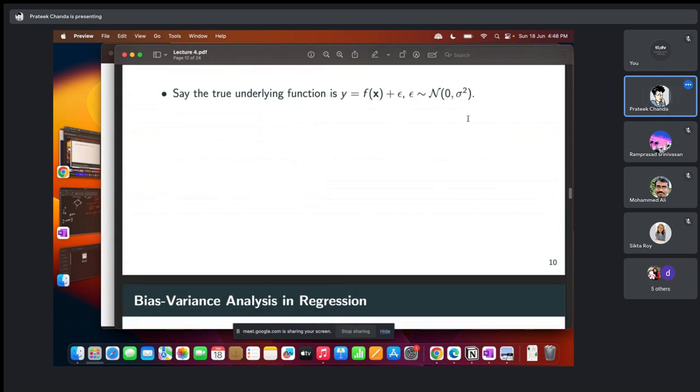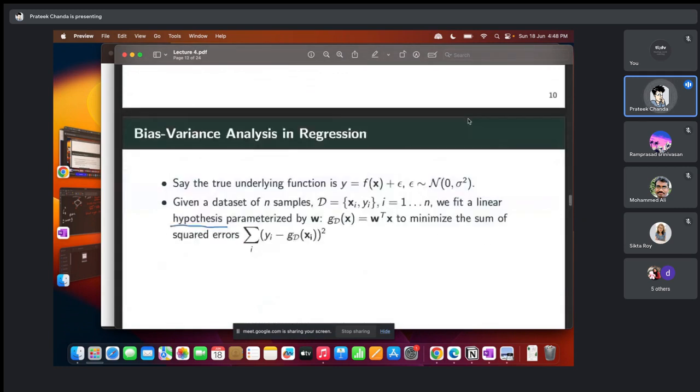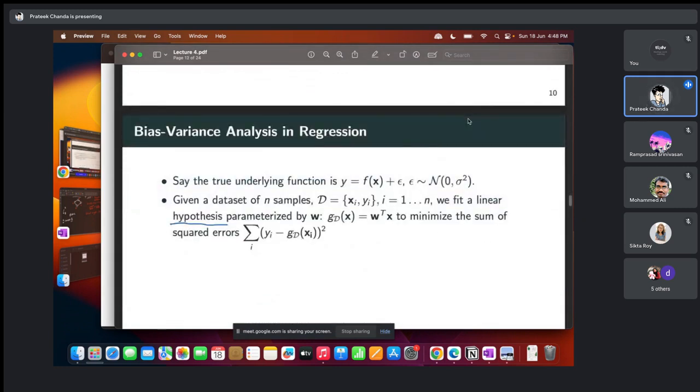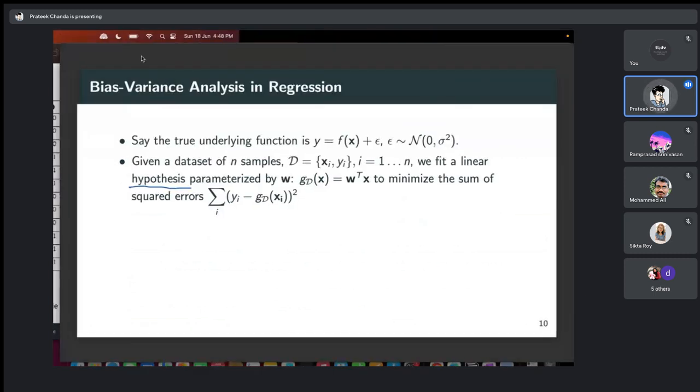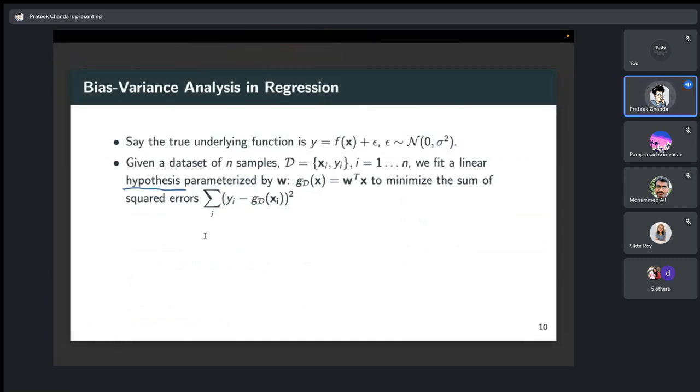Say the true underlying function, so let's say I have a data set of n samples, D equal to (xi, yi), where i ranges from 1 to n, and we fit a linear hypothesis. So a linear line, which is parameterized by w, is similar to the linear regression setting, because that's the thing that we are trying to analyze.